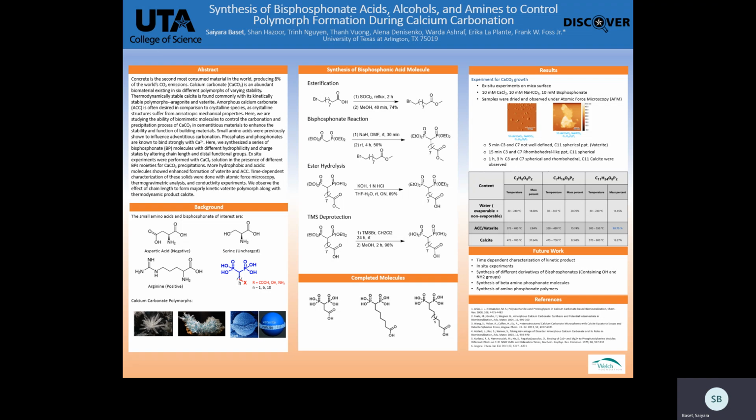Here in the center of the poster is the scheme of how we synthesized one of the bisphosphonic acid molecules. This example in particular shows the 7-carbon length bisphosphonate synthesis. It begins with a bromodecanoic acid, which undergoes esterification to turn the acid group into the ester. Next, we do the bisphosphonate reaction, where we use tetraethyl bisphosphonate, which attaches right here to the ester we created earlier. Next, we want to remove the ester and turn it into an acid, so we do an ester hydrolysis.